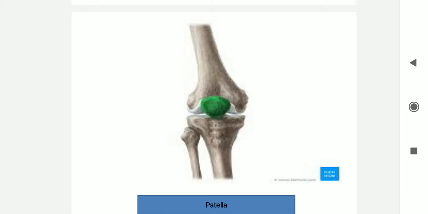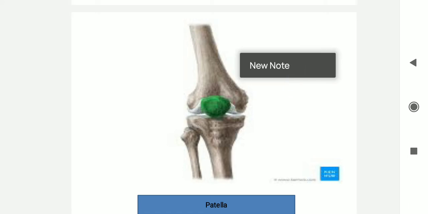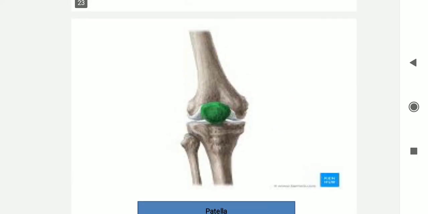Patella is the largest sesamoid bone. Okay, that is the exception. Sesamoid bones are bony nodules which are embedded or found in the joint capsule. Here, as an example, the patella is found in the knee joint.